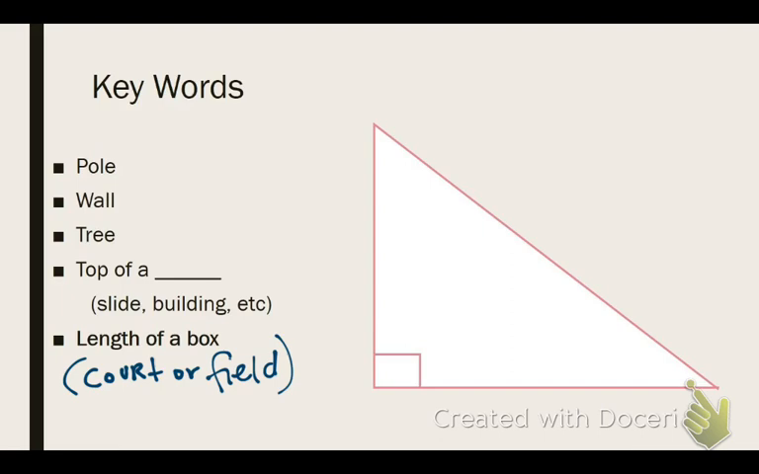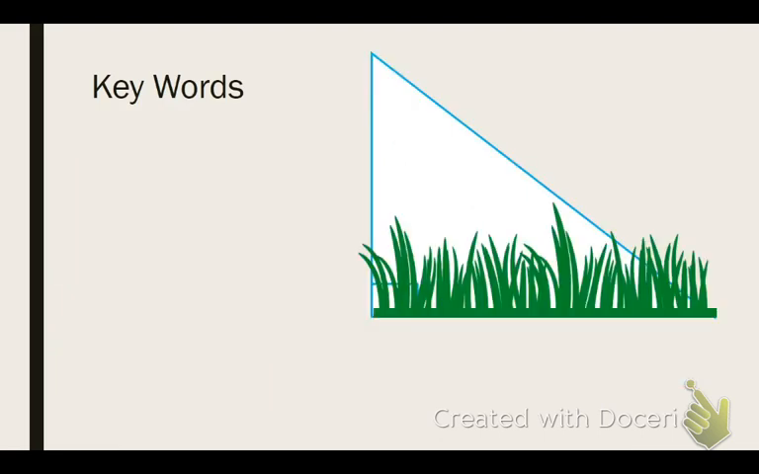Now we're going to move to the horizontal. This is like the most forgotten about side. I don't know why. But it's the one that's almost always there. What do you think usually represents the horizontal line? Grass. Okay, the ground. Not necessarily grass, but the ground.